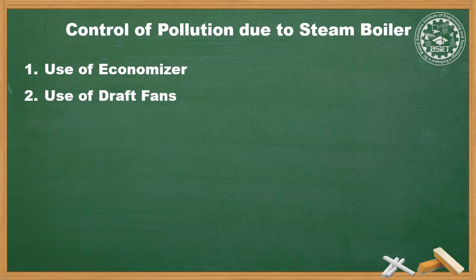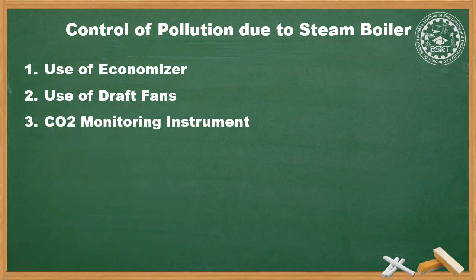Second, use of draft fans. The boiler should be provided with an induced draft fan of appropriate capacity so as to circulate the air properly. Third, a CO2 monitoring instrument should be provided to the flue system so as to measure the CO2, that is, carbon dioxide, released into the atmosphere.